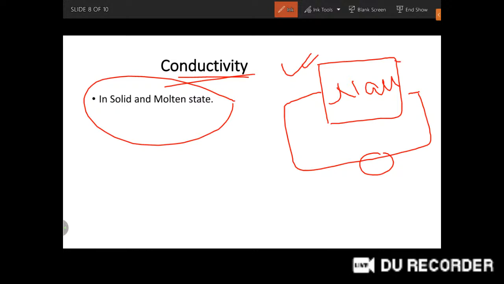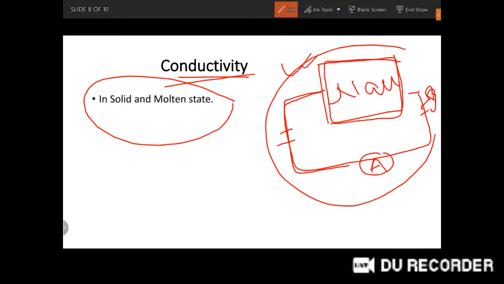See, suppose I take a solid block of NaCl, and you have connected it with a wire, and there is one ammeter, to measure current, and suppose there is one bulb here. Okay, now if you connect this with a battery, do you think this bulb will glow if you connect it with the battery? What is your answer? You can comment. Am I clear with the question?